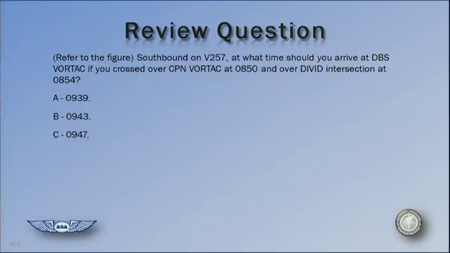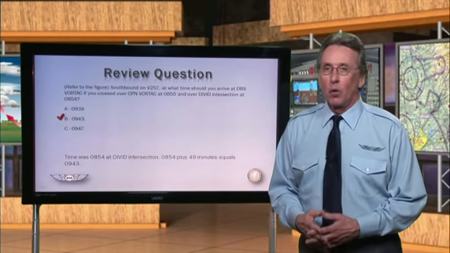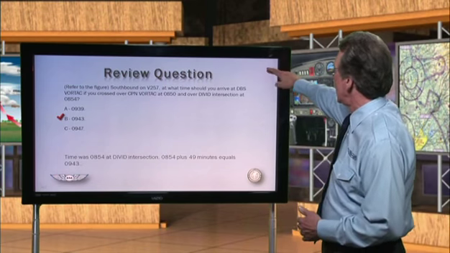So, what's the correct answer? Of course, B. Time was 0854 at divot intersection. 0854 plus 49 minutes equals 0943. Okay, let's take a look at our final topic here in this lesson.